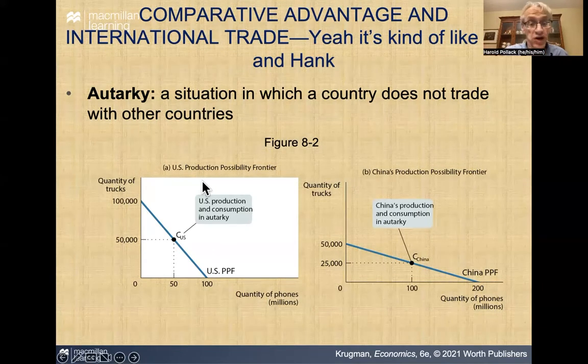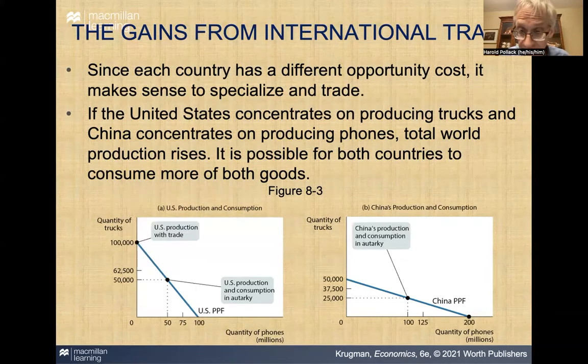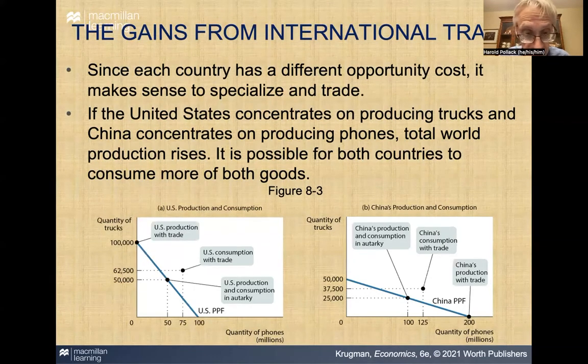So if the US is just in autarky, it might be at this point. China might be at that point. Okay, so 50 million iPhones, 50,000 trucks, 100 million iPhones, 25,000 trucks. Yep. So if the United States focuses on producing trucks and China focuses on producing phones, both countries can end up better off. Let's just keep hitting advance.